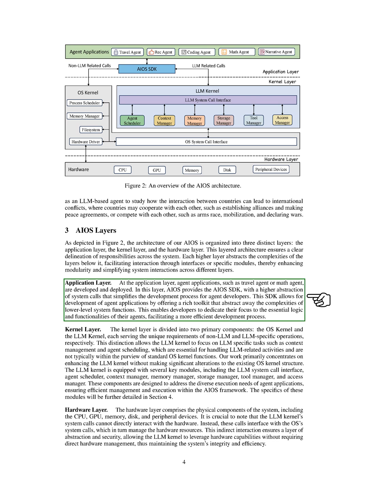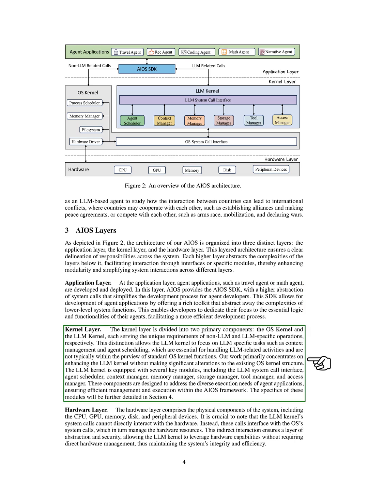Section: Hardware Layer. In this section, we will discuss the hardware layer, which consists of physical components like the CPU, GPU, memory, disk, and peripheral devices. It's important to note that the LLM kernel system calls don't directly communicate with the hardware. Instead, they interact with the OS's system calls, which then manage the hardware resources. This indirect interaction provides a layer of abstraction and security, allowing the LLM kernel to utilize hardware capabilities without having to manage the hardware directly, thus maintaining system integrity and efficiency.